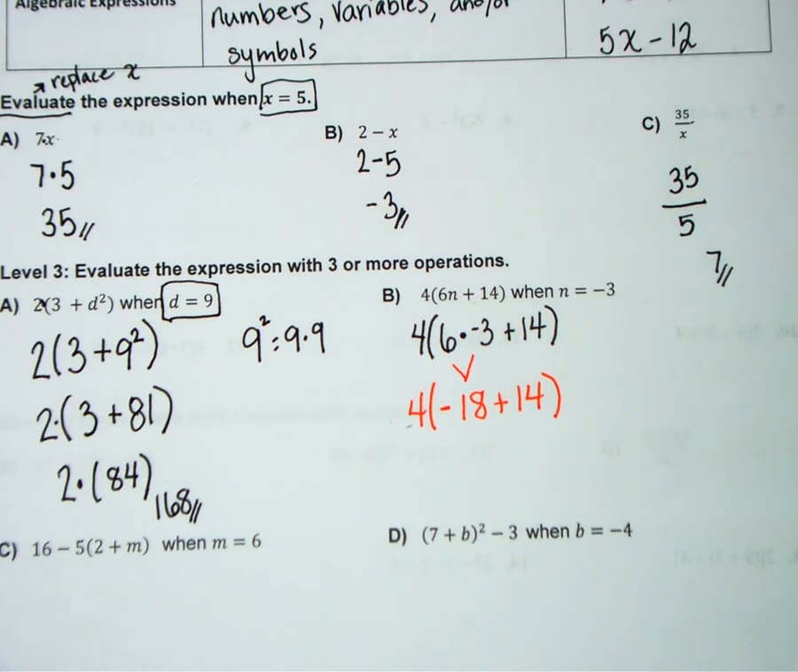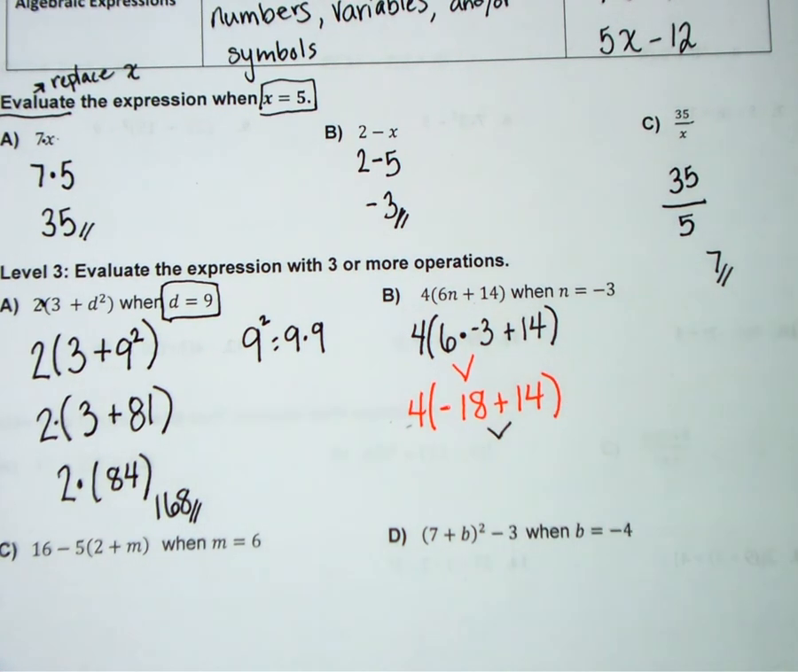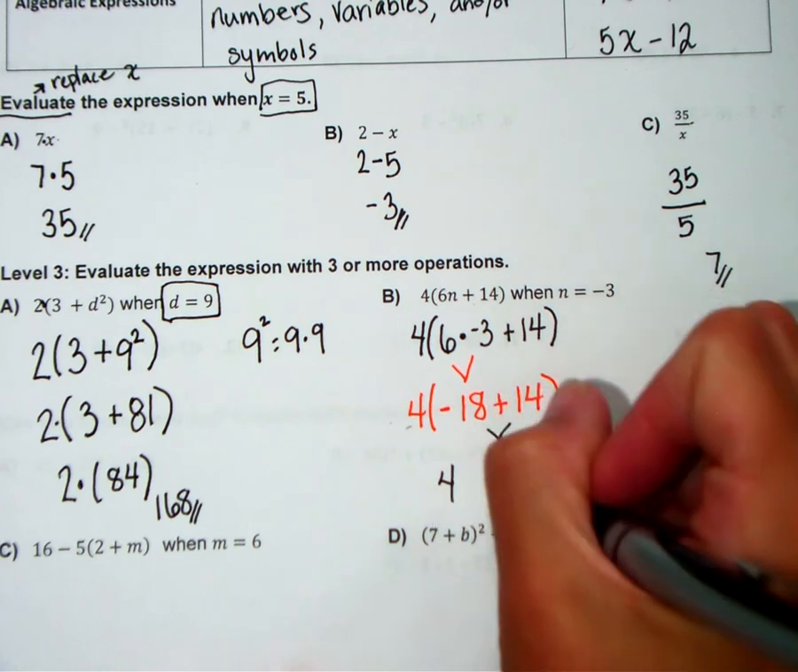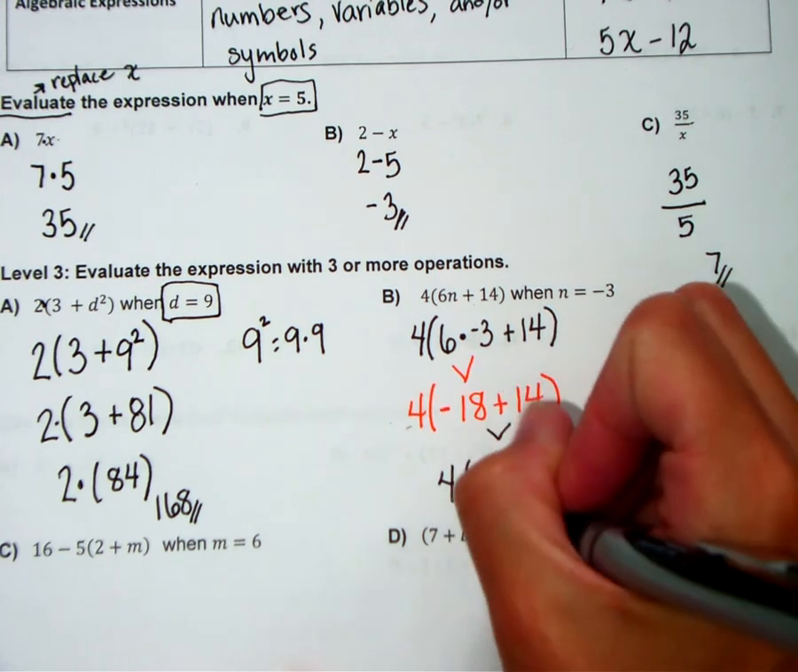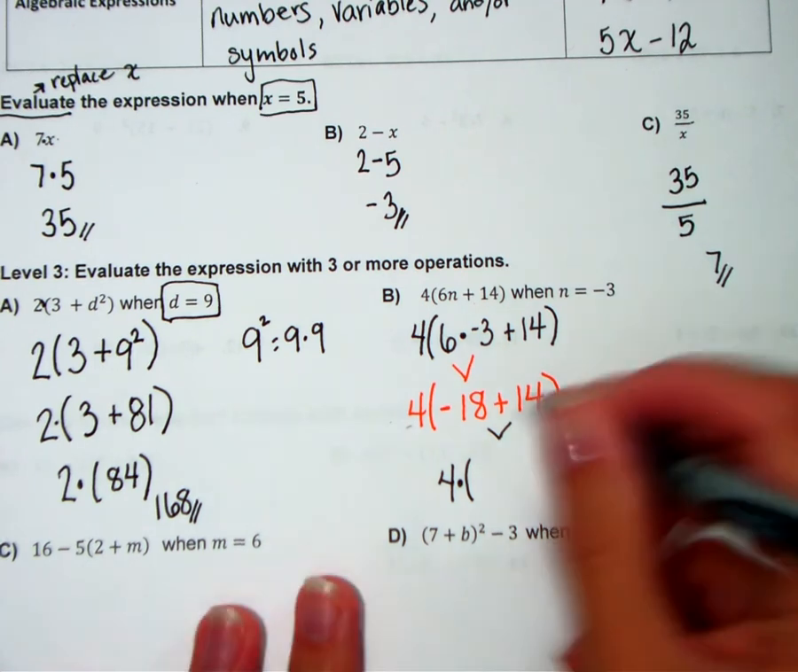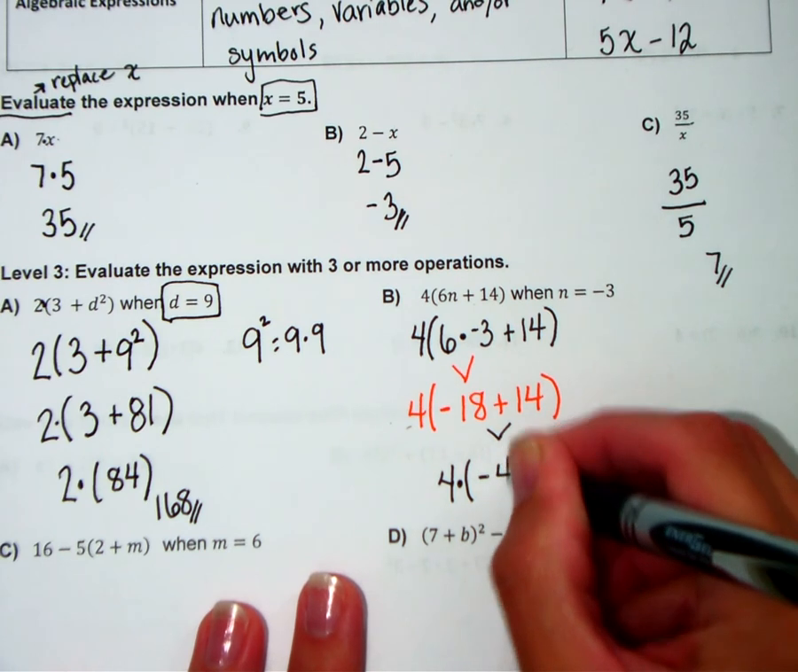Okay, now we continue inside of the parentheses until we're completely done inside the parentheses. So now we've got to do negative 18 plus 14. Again, please feel free to grab that calculator and type that in if you're not sure. I'd rather you type it in than get it wrong. So 4 parentheses. And again, remember, that's 4 times. It's 4 times whatever we end up with inside of these parentheses. So negative 18 plus 14 is negative 4.